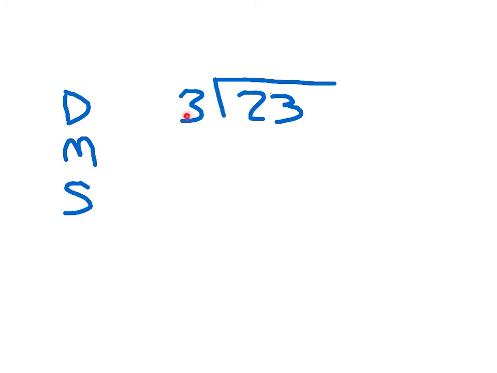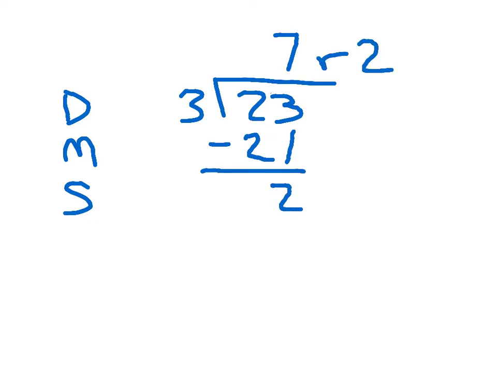Our first step is to see if 3 can go into 2. 2 cannot be divided by 3, so we go to the next step, we put those together, 23 divided by 3. 23 divided by 3, how many times can 3 go into 23? That's 7 times, and so 7 times 3 is 21. 23 minus 21 is 2, so 2 is our remainder.